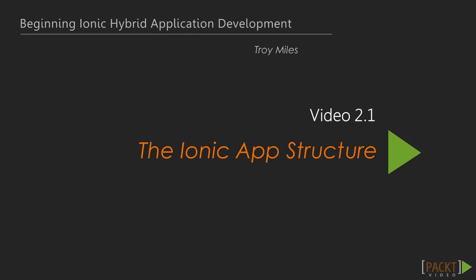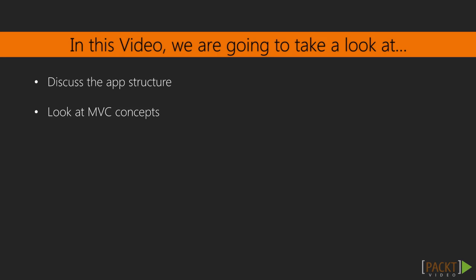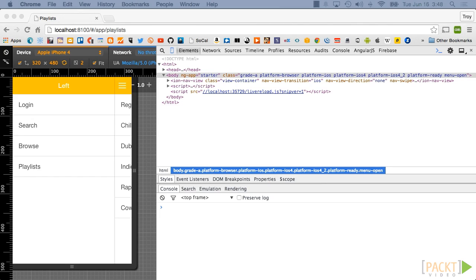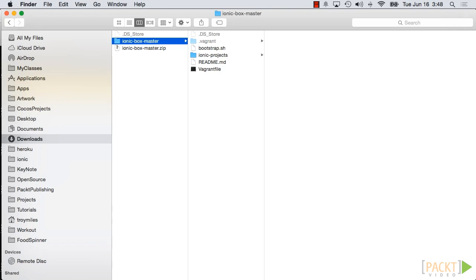This is video 2.1, Ionic app structure. In this video, we will discuss the app structure and MVC concepts. Let's see what an Ionic app looks like. From the host machine, open Finder or Explorer if you're on Windows, and navigate to the Ionic Master directory. Navigate into the Ionic Projects folder, then into the last app we built, Coffee.